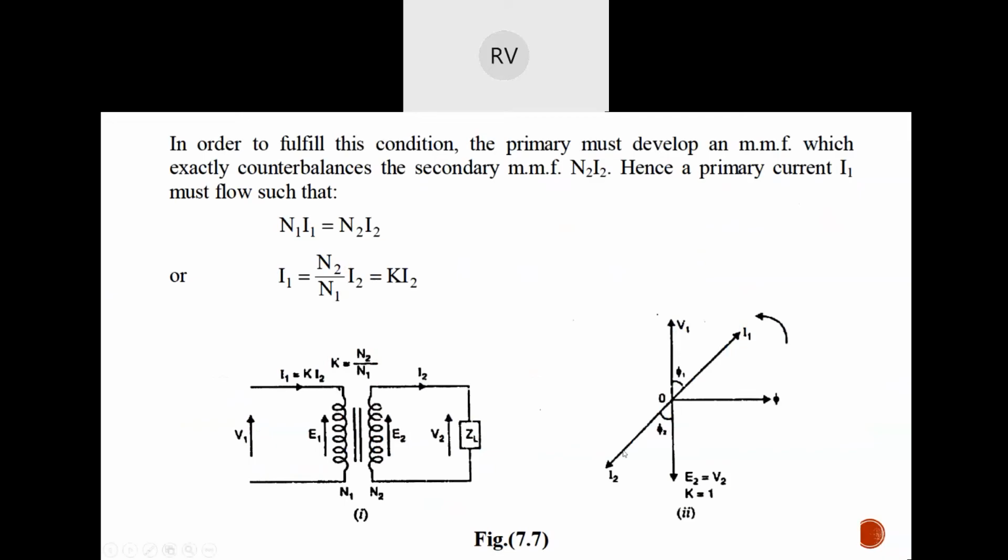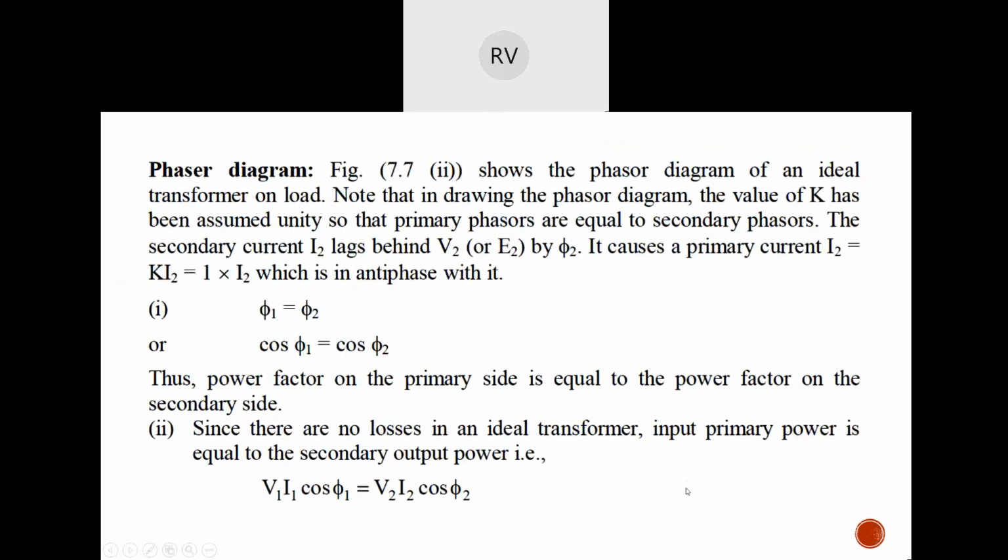Here phi 1 and phi 2 will be equal, and I1 and I2 will be equal and opposite. So phi 1 and phi 2 will have similar values, so the power factor of the primary side will be equal to the power factor on the secondary side. Since there are no losses in an ideal transformer, input primary power equals the secondary output power, that is V1 I1 cos phi 1 equals V2 I2 cos phi 2. Because there are no losses, right?